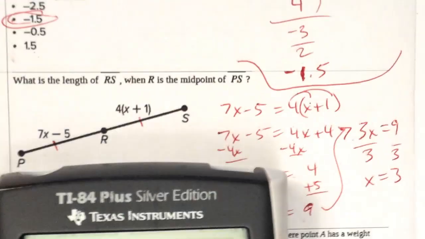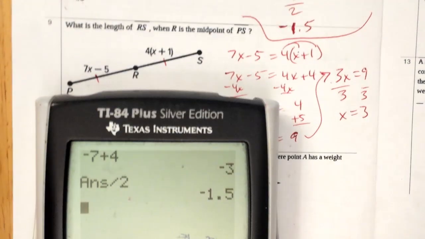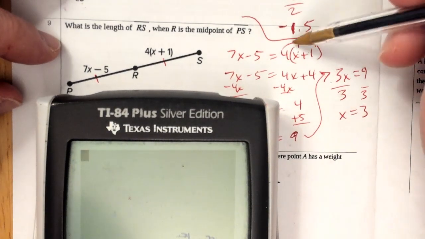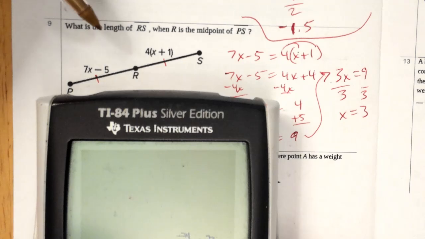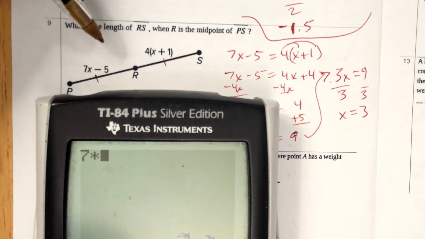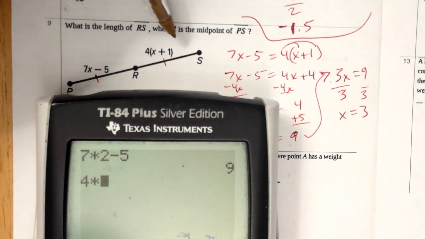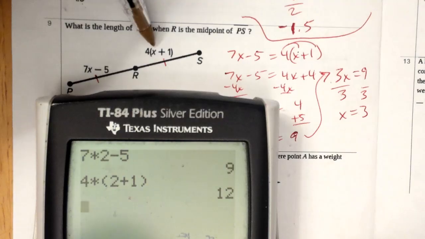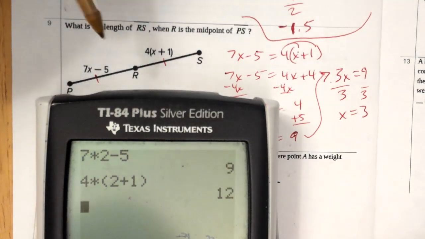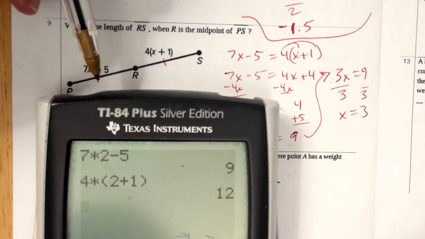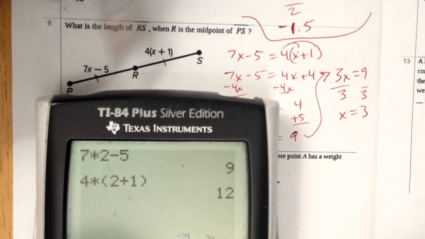But if you plug this back in, a lot of people accidentally forgot to distribute and got the answer was 2. So if you got the answer was 2, which is wrong, you would have got that this side was 9 and 4 times parentheses 2 plus 1, you would have got this was 12. Does 9 equal 12? No, it doesn't. So if you plugged your x into this correctly, if you thought x was 2, you would have caught yourself.